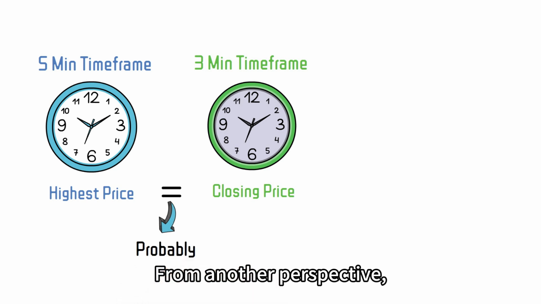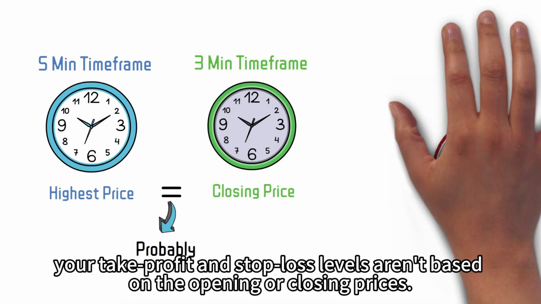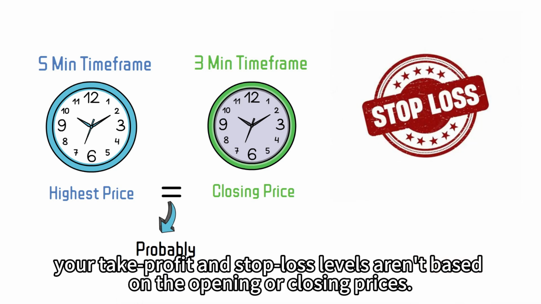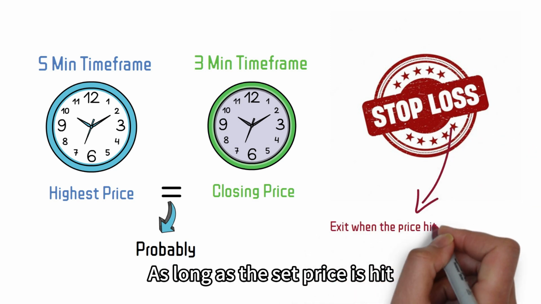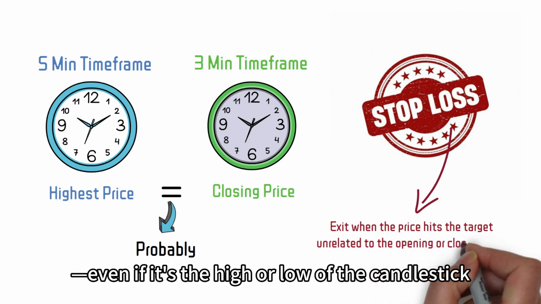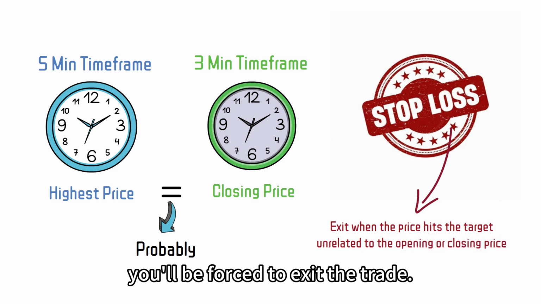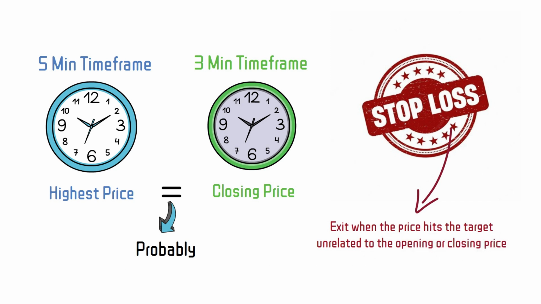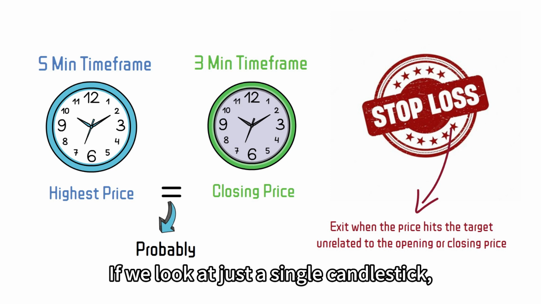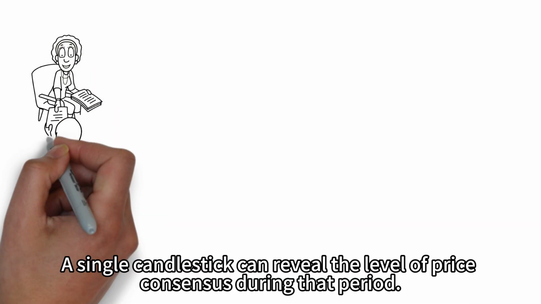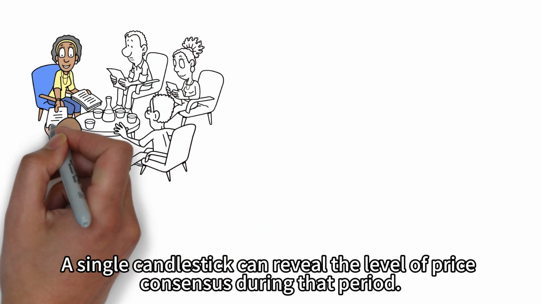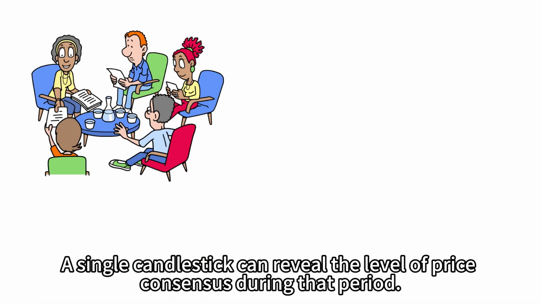From another perspective, your take profit and stop loss levels aren't based on the opening or closing prices. As long as the set price is hit, even if it's the high or low of the candlestick, you'll be forced to exit the trade. If we look at just a single candlestick, what information can it provide us? A single candlestick can reveal the level of price consensus during that period.